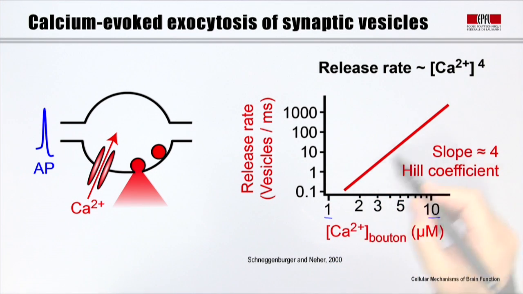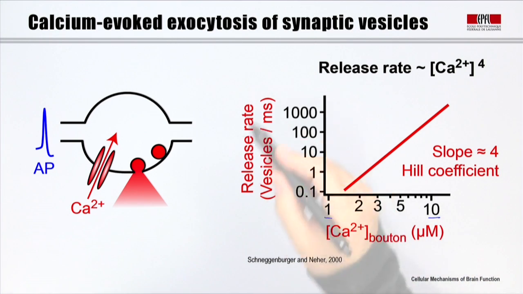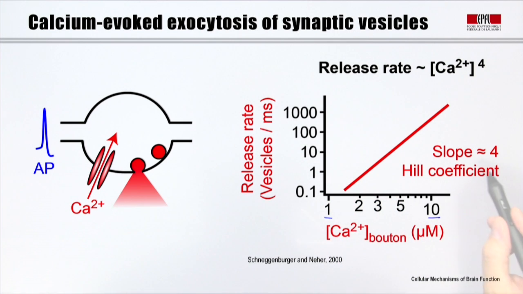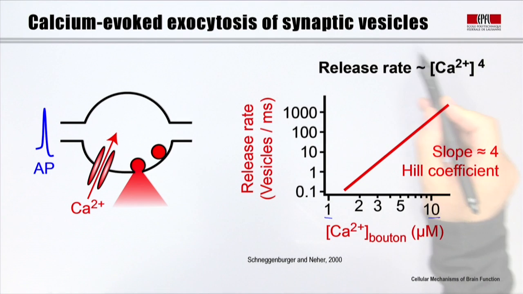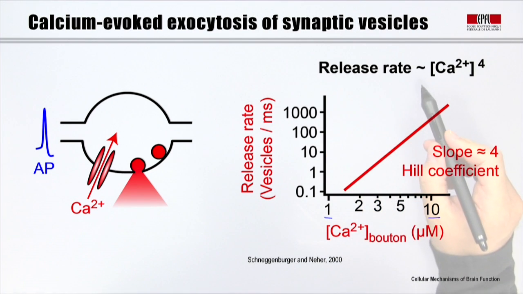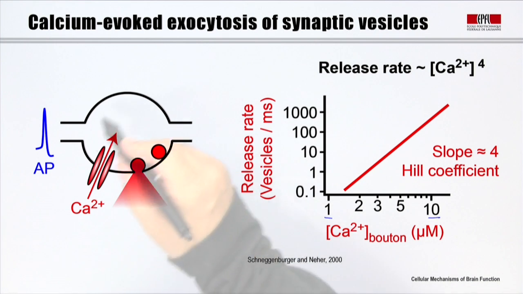You can plot a line through the data points, and it turns out that there's a nice linear relationship between calcium concentration and the vesicle release rate, and it has a slope of around 4. That's the so-called Hill coefficient, and that tells us that if there's a 10-fold increase in calcium, then there's a 10 to the power 4-fold increase in release rate. 10 times calcium, 10,000-fold increased release rate. And here's the relationship: the release rate goes as the 4th power of the cytosolic calcium concentration in the nerve terminal.